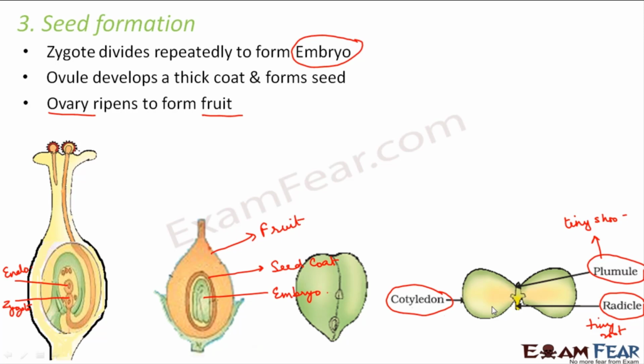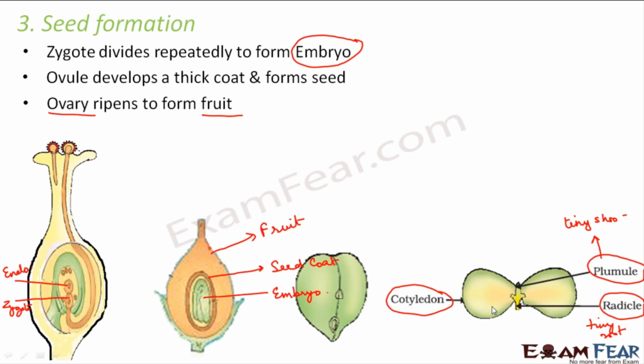Now the seed can have one cotyledon, it can also have two cotyledons. We have already spoken about monocots and dicots, right? Monocots are those plants whose seeds have one cotyledon. Dicots are those plants whose seeds have two cotyledons. In case you want to know more detail, please refer to Diversity in Living Organisms of class 9th. Okay, so here you understand how a seed is formed.